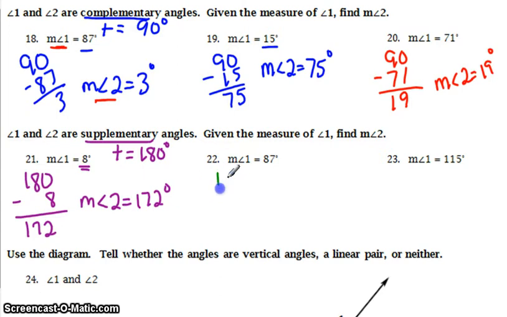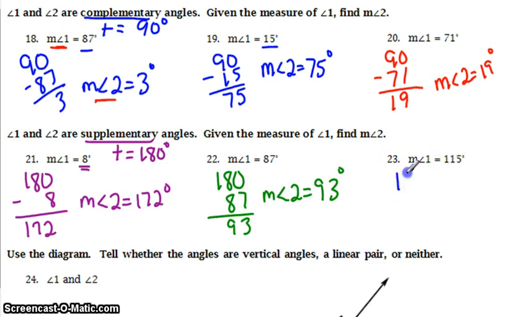Now, the next one, remember, angle 1 and angle 2 are supplementary, so I'm going to subtract. And this should give 93, which means that the measure of angle 2 must be 93 degrees. And then the last one on here says it's 115 degrees. So I'm going to subtract, and that leaves me with 65. So that means the measure of angle 2 must be 65 degrees.